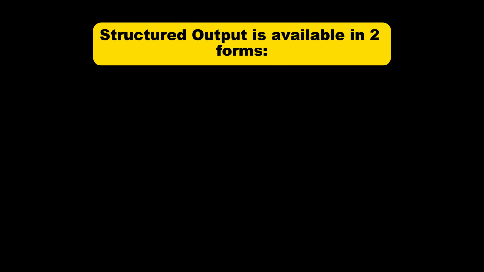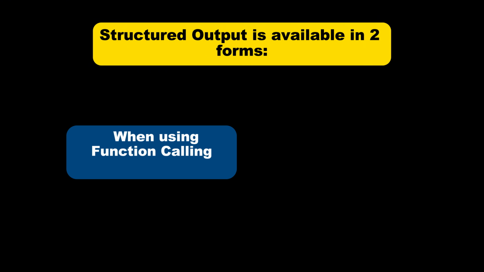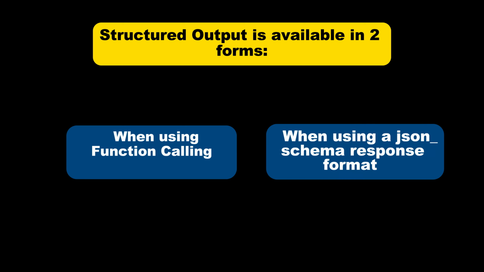Structured outputs is available in two forms in the OpenAI API. First, when using function calling. It's best when you need the model to interact with your application's tools or data. And second, when using a JSON schema response format. It's ideal when you want the model to respond with structured data for display purposes or to your users. If you're not familiar with function calling, it allows you to connect models like GPT-4o to external tools and systems. So you can write your own functions and logic and pass them as tools to your API calls.